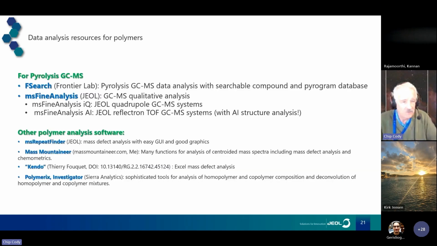Lots of data analysis resources. I see David's here, and of course, Sierra has the premier software with their Polymerics and Investigator software. Terifukei's Kendo software, MyMass Mountaineer, and MS Repeat Finder. And in my talk, mostly you're going to see a couple of examples from the Frontier Lab F-Search software and JEOL's msFineAnalysis software. We have a version for both the quadrupole and the time of flight. Of course, the time of flight data supports accurate mass data, which will be really helpful for some of the things I'll show you later.